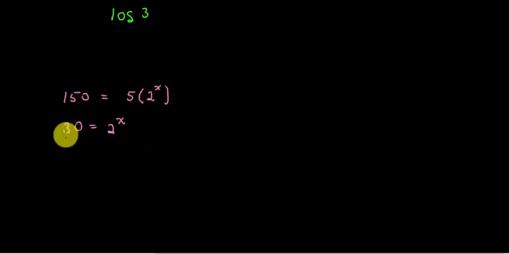And then what I could do is take the logarithm. If these are equal, there's only one value of x that can make 2 to the power of x equal to 30. Logarithms are 1-to-1.